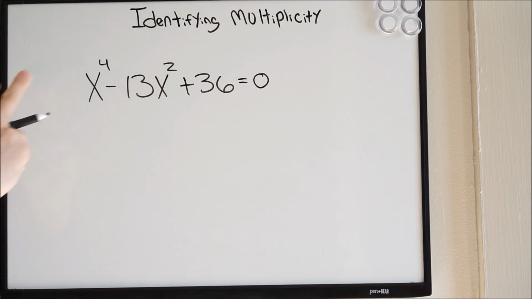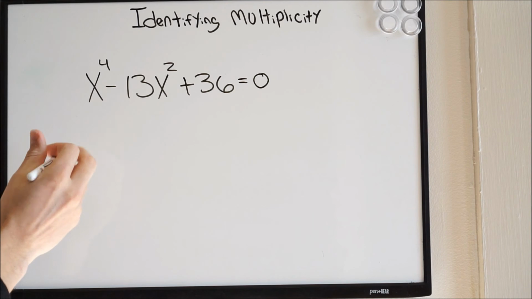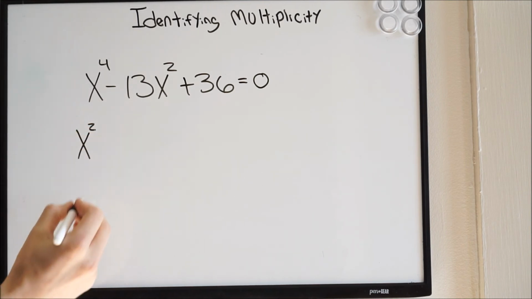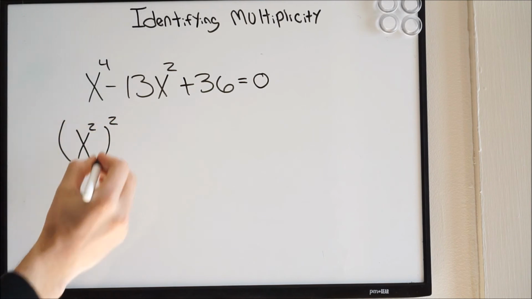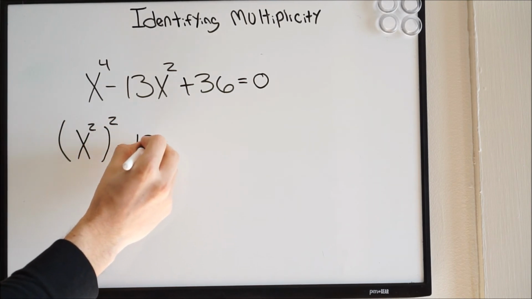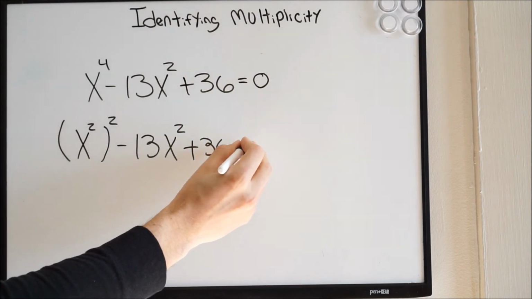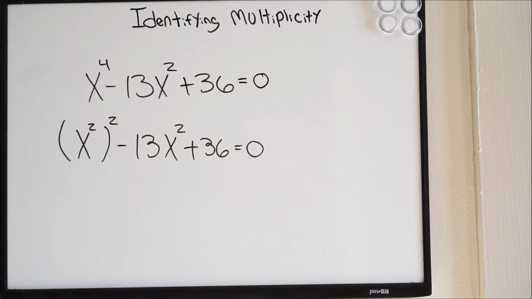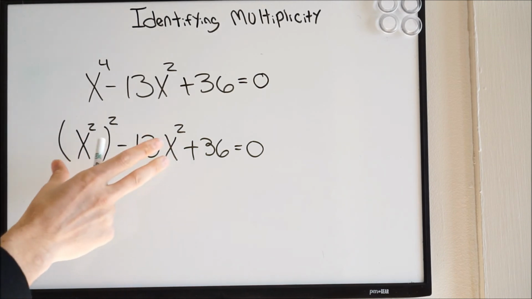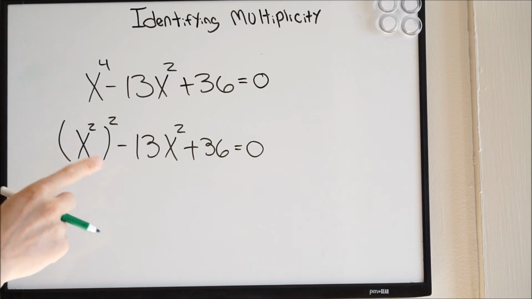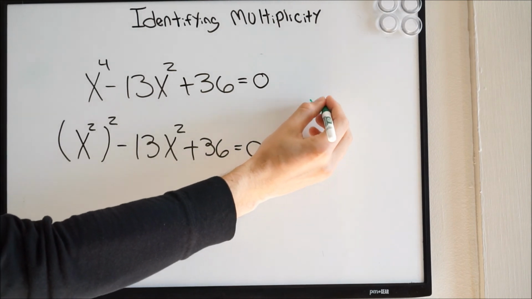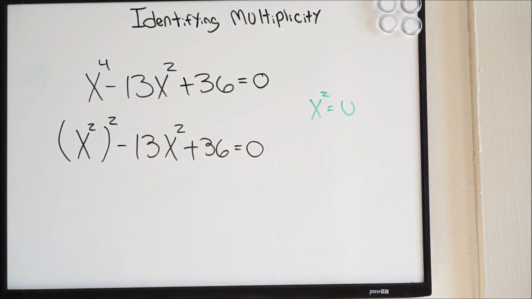So I'm just going to manipulate this equation. I'm going to rewrite it as x squared to the second power minus 13x squared plus 36 all equal to 0. And then I'm just going to assign x squared a value. So we have an x squared here and an x squared here. I'm going to say that x squared equals u. You can call it whatever you want. Let's call it u here. So anywhere that I see an x squared, I'm going to replace it with a u.